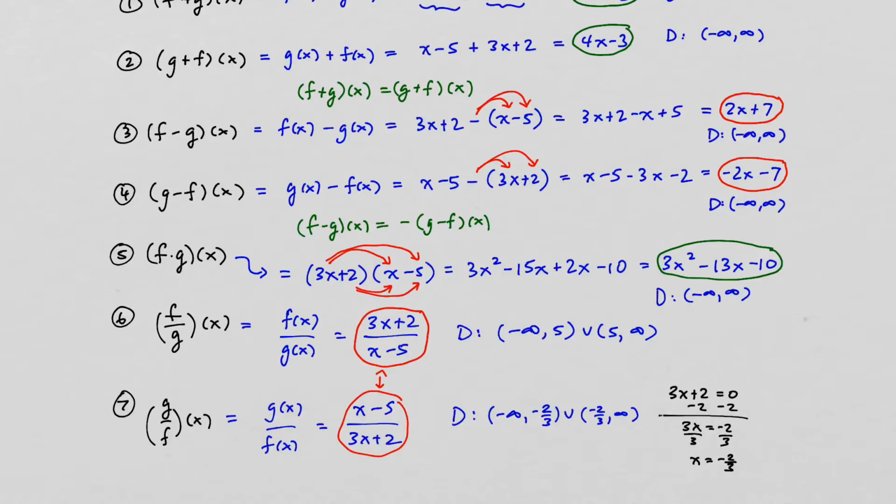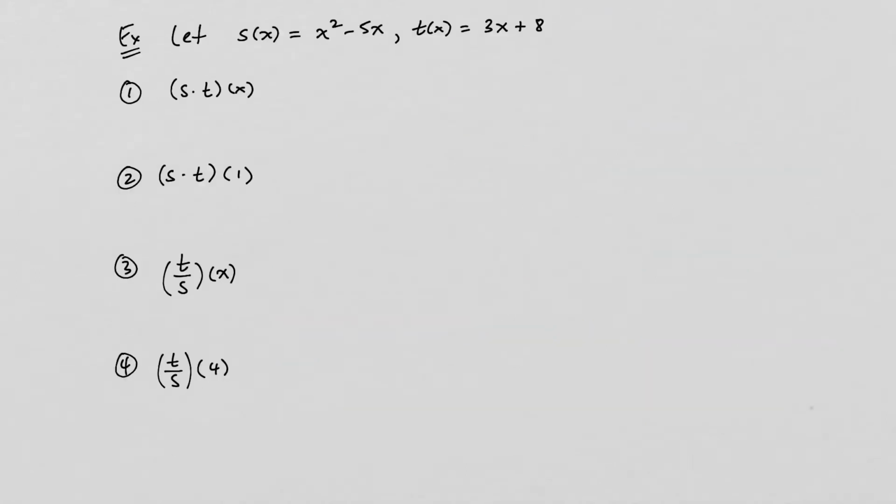So these are just basic function operations: adding, subtracting, multiplying, and dividing. And a couple of takeaways from here is that when you subtract, you have to be careful because the order matters. And also when you divide, you have to be careful because, once again, the order matters. Okay, so just a couple more examples here.